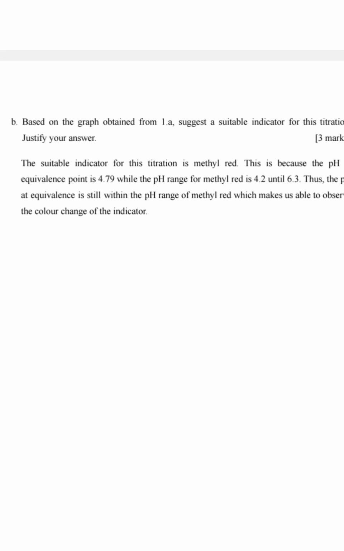This is because methyl red changes color between pH 4.2 and pH 6.3, a range that fully encompasses the equivalence point at pH 4.79. Therefore, when using methyl red, the color change will occur very close to the actual point of neutralization, ensuring accurate endpoint detection. In conclusion, methyl red is the appropriate indicator for the titration of a weak base such as cocaine with a strong acid like nitric acid.